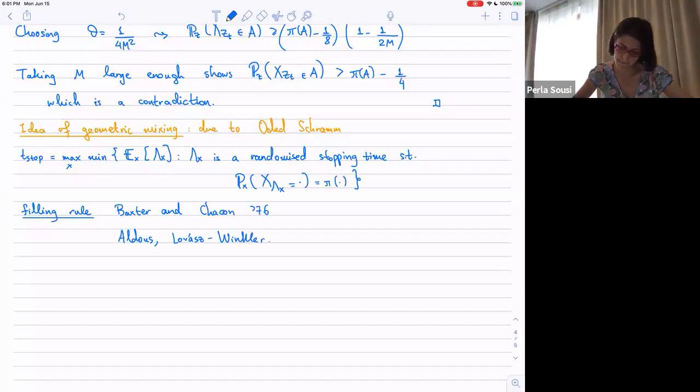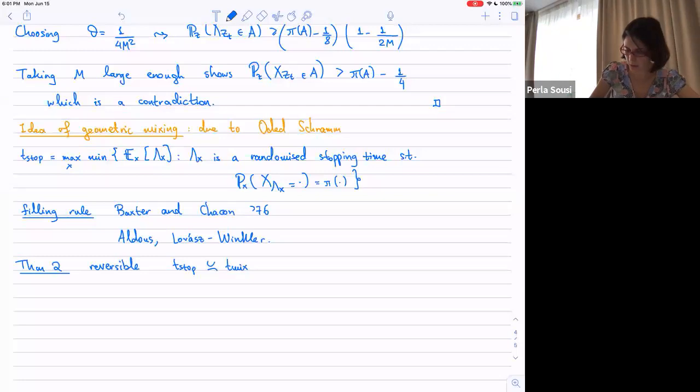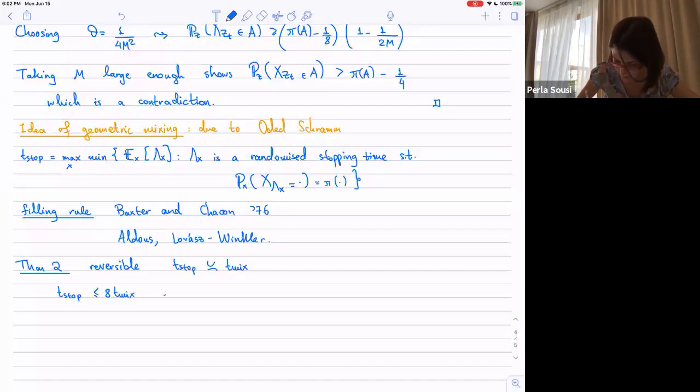Theorem 2 stated that t-stop is equivalent to the total variation mixing time when the chain is reversible. Again, reversibility is essential here. Let me just rewrite theorem 2 for reversible chains: t-stop is equivalent to t-mix. What I want to say is that the lower bound, by which I mean the fact that t-stop is upper bounded by 8 t-mix, is easy. The hard direction is to show that t-stop is at least some constant times t-mix.